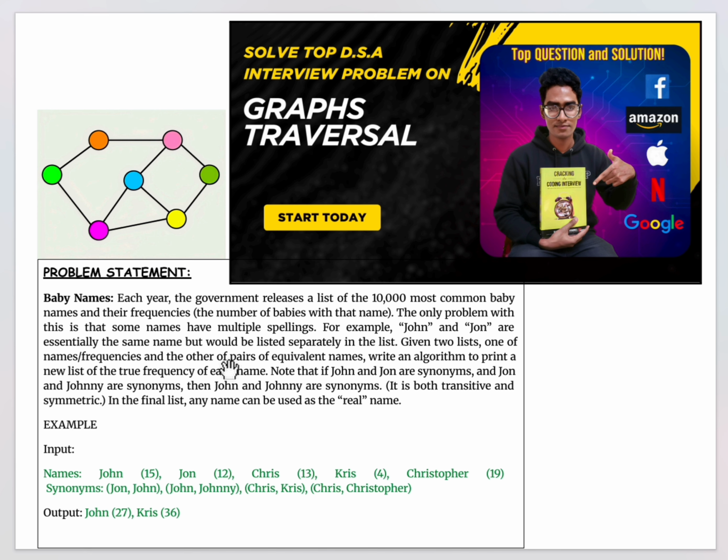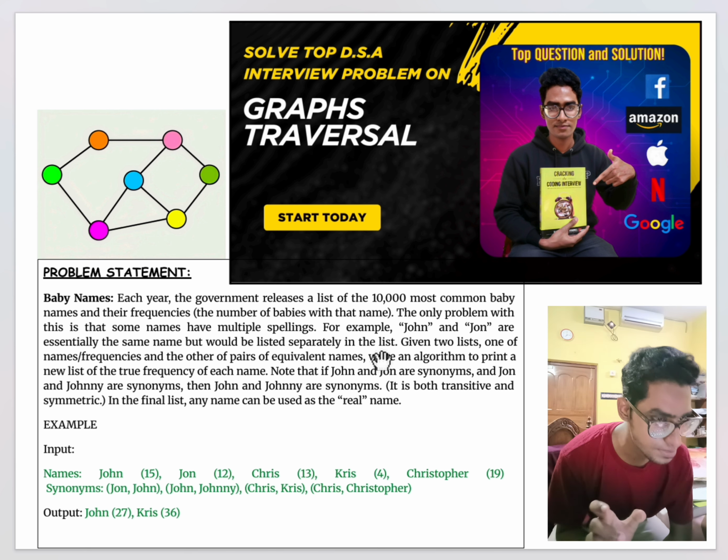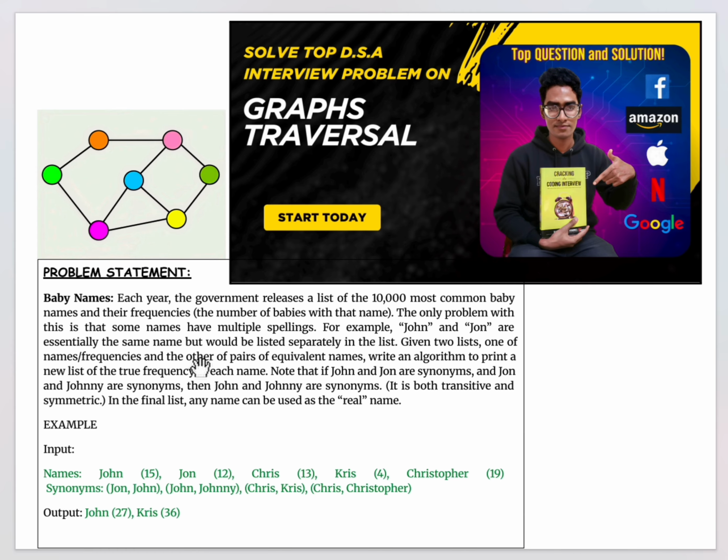Note that if John and Jon are synonyms, synonyms meaning similar words of the same meaning, and Jon and Johnny are synonyms, then John and Johnny are also synonyms. It is both transitive and symmetric.